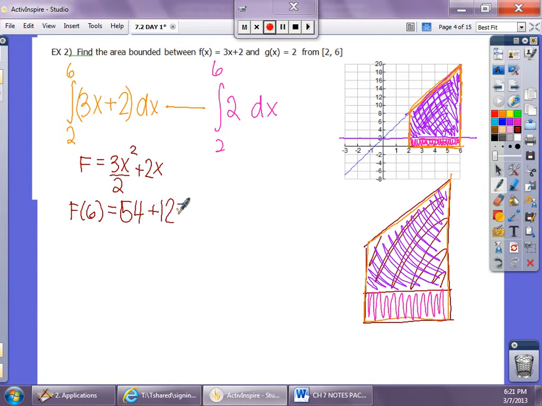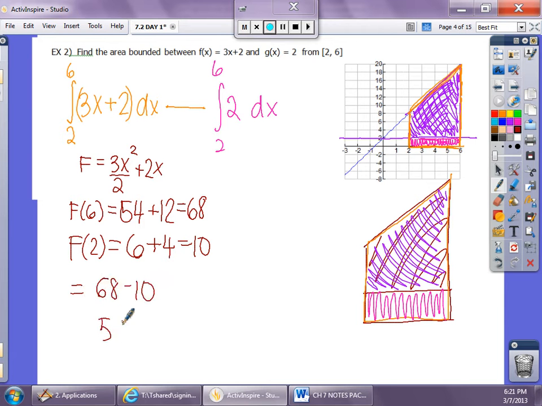Plus 12, and that gives us 68. F of 2 would be 2 squared, 4 divided by 2 is 2, times 3 is 6, plus 4 is 10. And therefore, the net signed area would be 68 minus 10. That gives us 58. So 58 represents the orange. That's this whole entire piece.